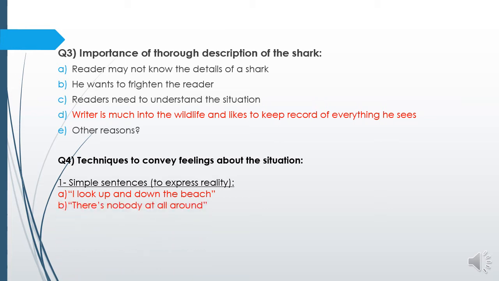There is nobody at all around, just me and the shark. All three are simple sentences to express the reality when he finds that no one else is around to help this helpless shark.